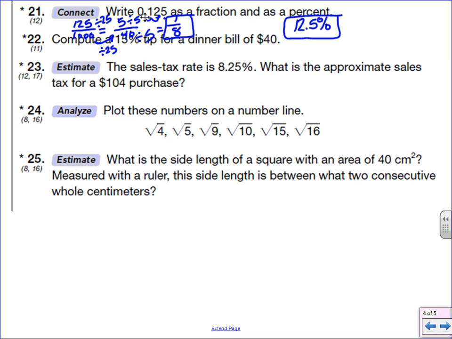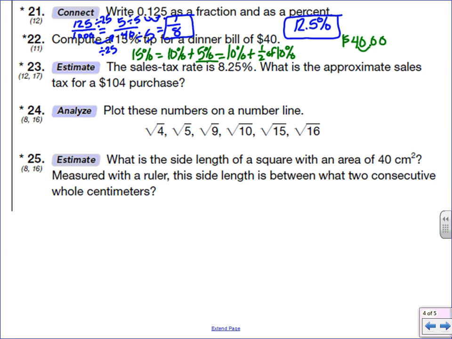Compute a 15% tip for a dinner bill of $40. Well, the first thing that we want to do is calculate what's 10%, because 15% is going to be 10% plus 5%. And 5% is half of 10%. So if I figure out what 10% is, I'm almost there. Well, when I have a number, such as $40, to figure out 10%, I move the decimal place 1 place to the left.